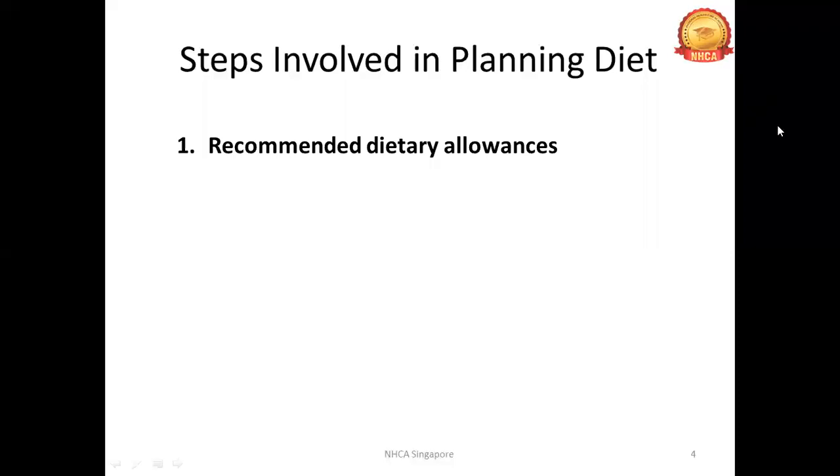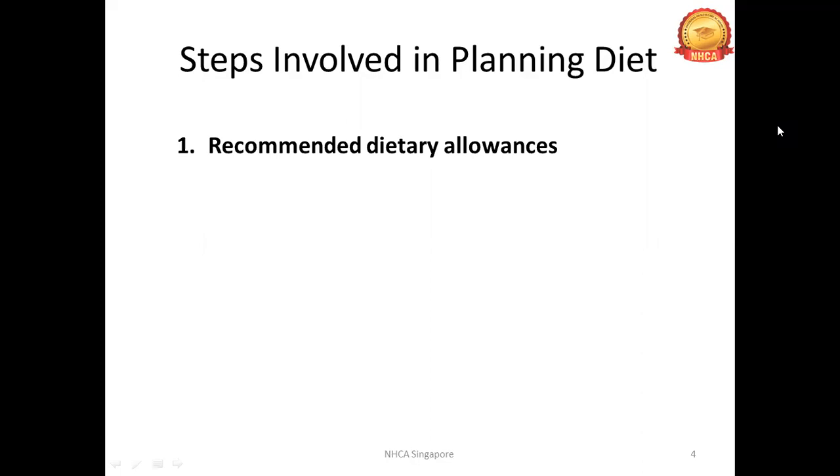First is the recommended daily allowances for the client you're dealing with. You may be dealing with a teenager, adult man, pregnant woman, lactating mother, senior citizen, child, infant, whatever age group you're dealing with. Go and check what RDA they require. Every chapter of dietetics has a small paragraph on recommended daily allowances.